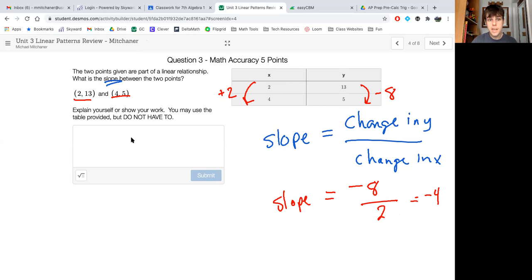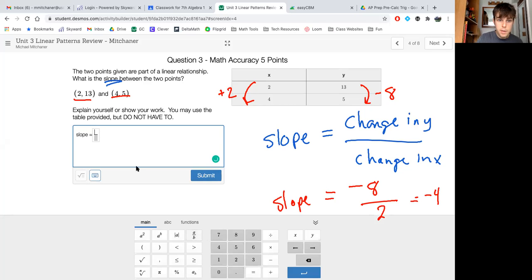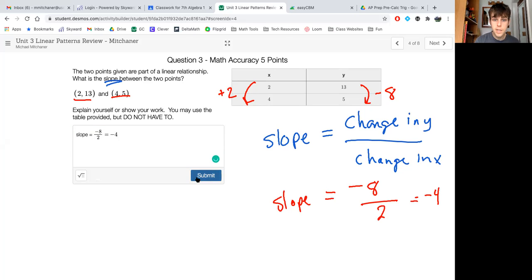Now, when you are typing your answers out on a test, you do need to actually show me a little bit of a process here. So slope equals, and I'm going to put in an equation so that I can make this fraction. So negative 8 over 2, and that equals negative 4. That shows me that I knew that I was doing change in y over change in x and that I simplified it. I need to see that work from you guys. Click submit. There we go. And let's go ahead and move forward to the next problem.